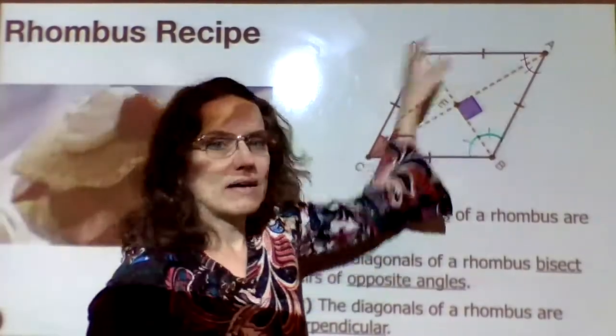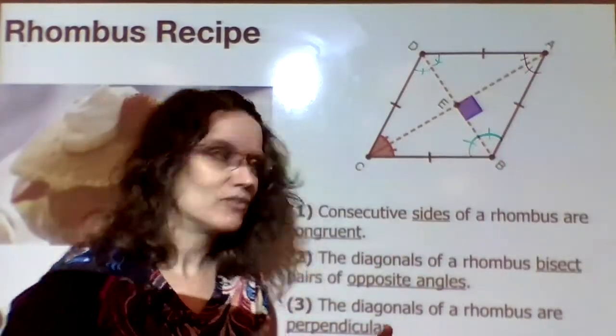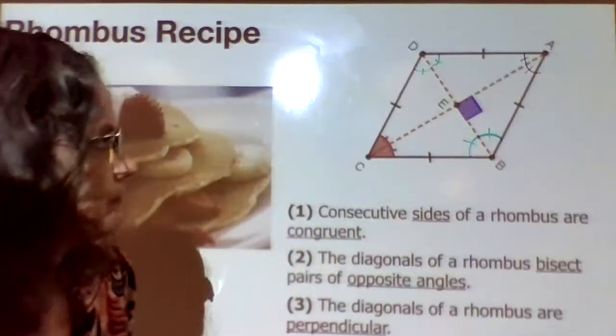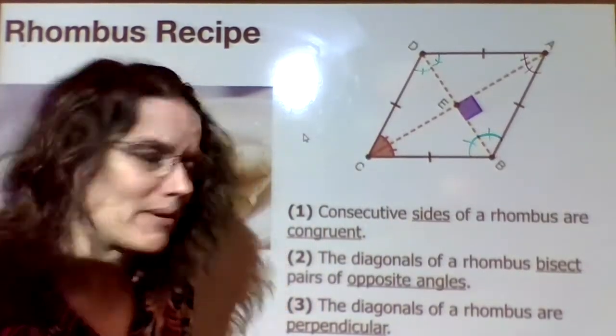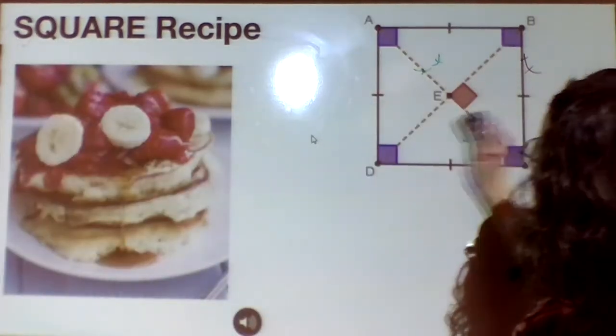So anytime you have congruent sides, you're going to be bisecting these angles, making congruent angles, and you're going to be making perpendicular diagonals. I can remember my words, I promise. Okay, then our last one is the square.